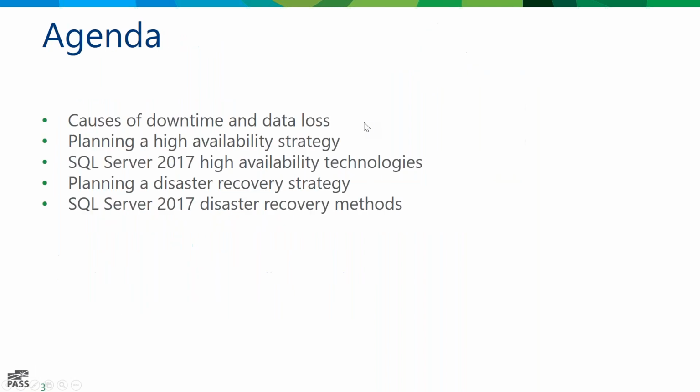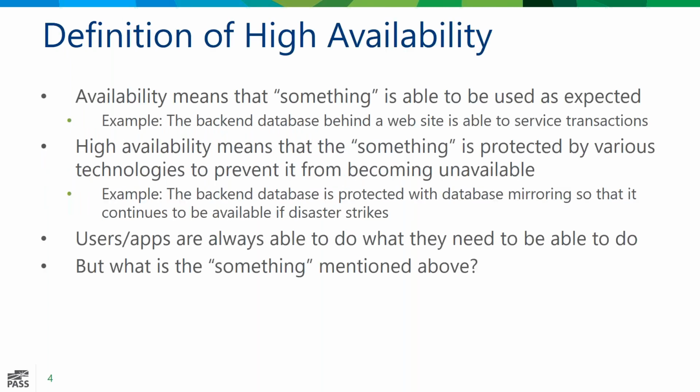So moving right along here, our agenda is that we're going to talk about the causes of downtime and data loss and how you go about planning a high availability strategy, and then go over the various high availability technologies that are available with SQL Server 2017, and talk about how to plan a disaster recovery strategy, and then talk about some SQL Server 2017 disaster recovery methods and things you need to think about when you're thinking about HA and DR for SQL Server.